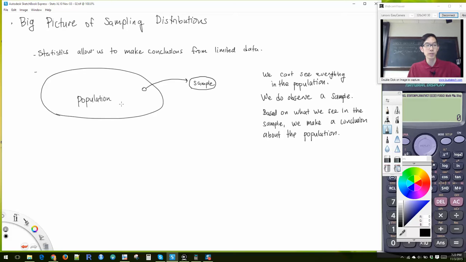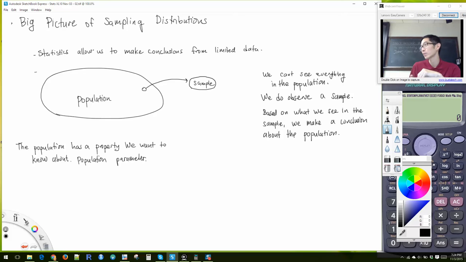Okay, so we want to know about this, which is called the population parameter. So this might be, you know, what is the average weight of all elephants? How much does the average elephant weigh? Maybe that's what we want to know. And to get that answer, we would need to look at every single elephant in the world, right? And it's just too hard to track down every single elephant, so we can't do that, okay?